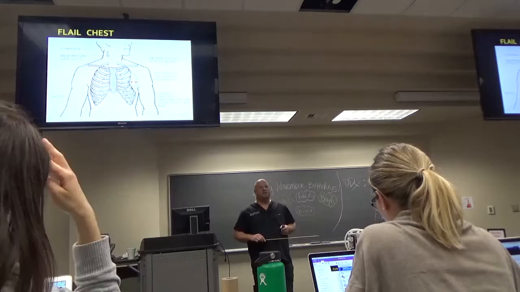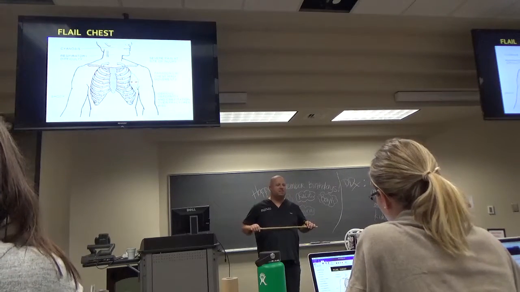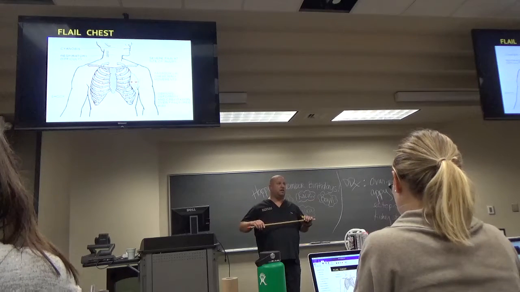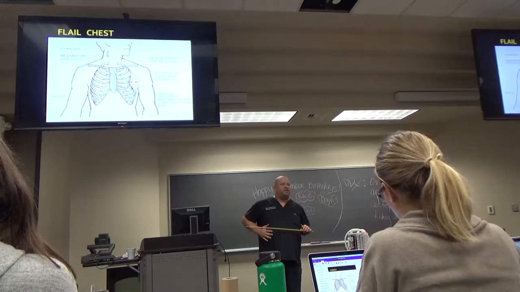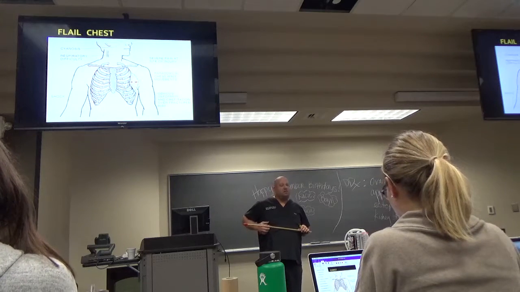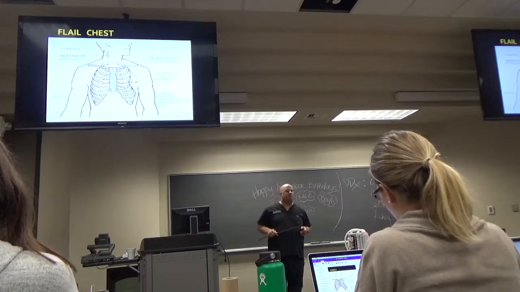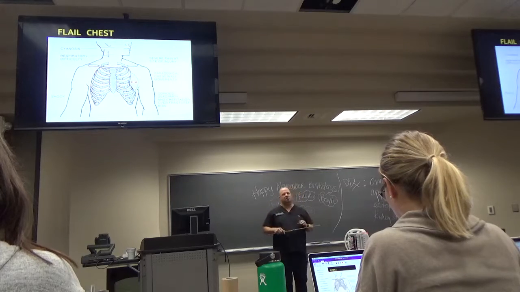If somebody has a flail chest, what can you see visually on inspection? Asymmetric movement of the chest wall, okay? Sometimes you feel crepitus, okay? Sometimes you see subcutaneous emphysema. But crepitus is a big thing that you feel along with an asymmetric chest expansion, okay?